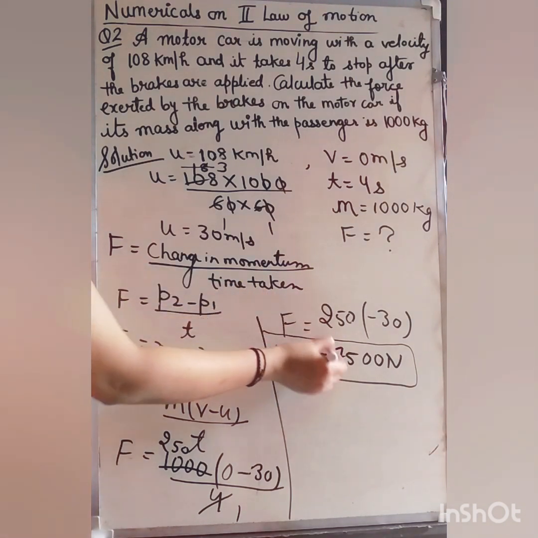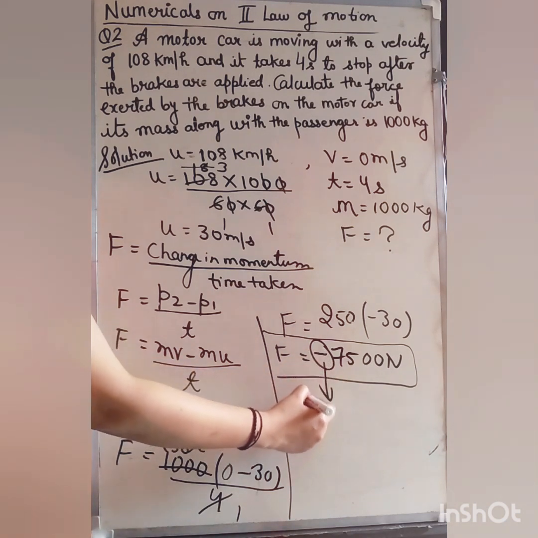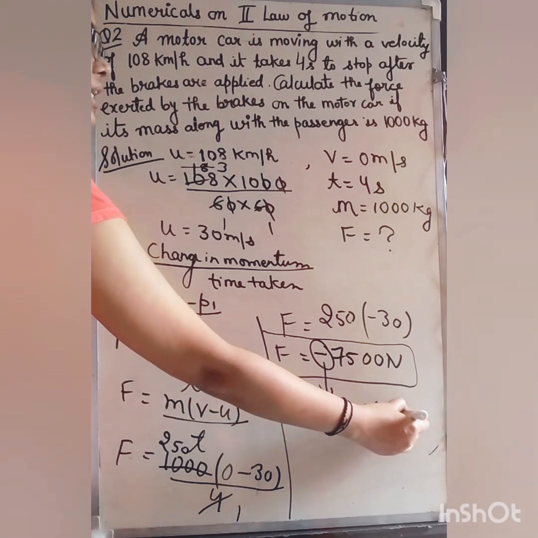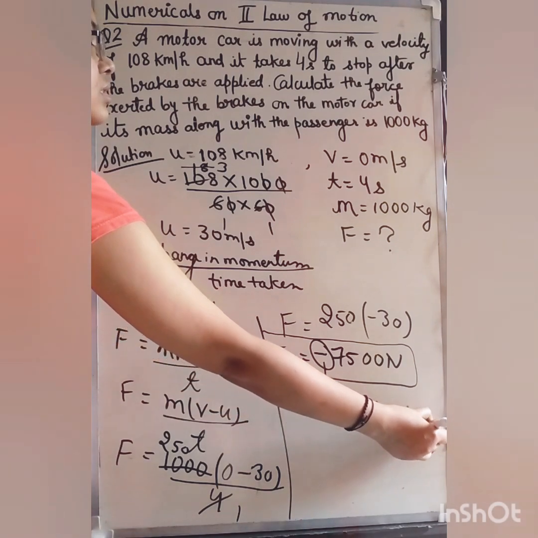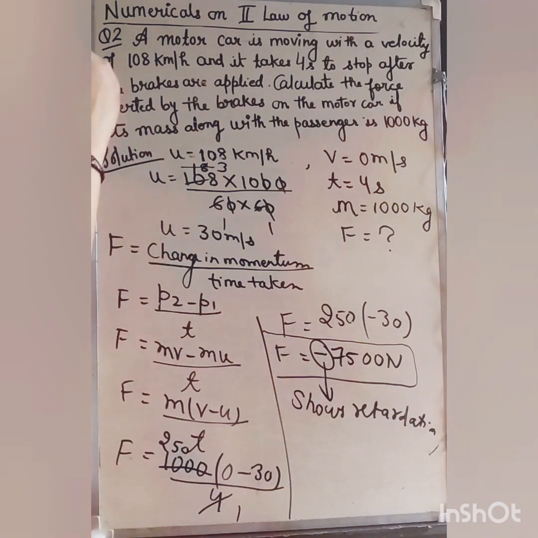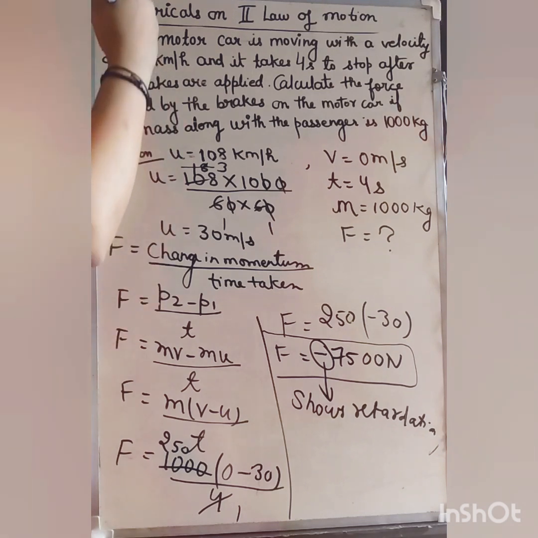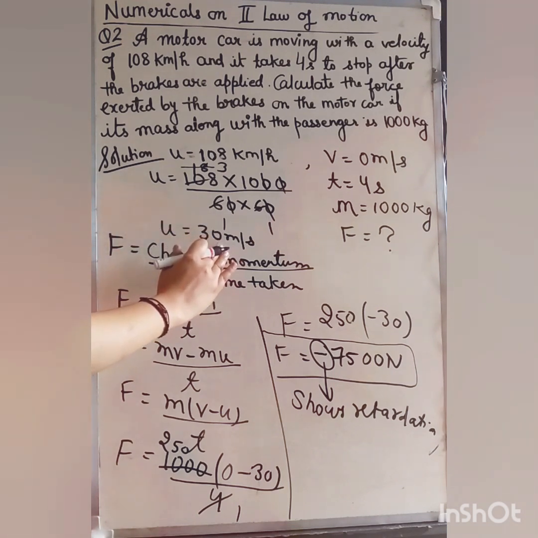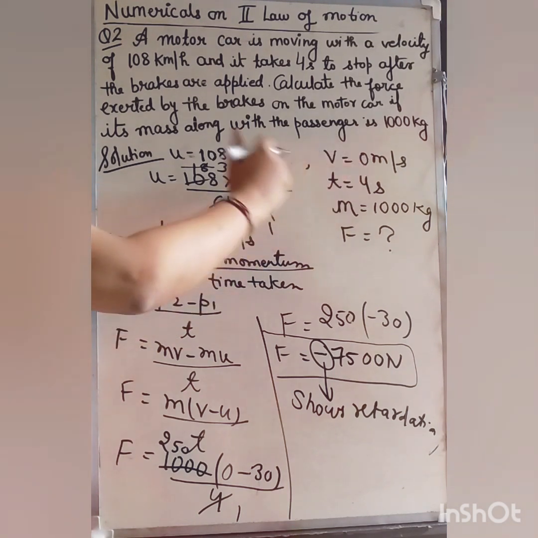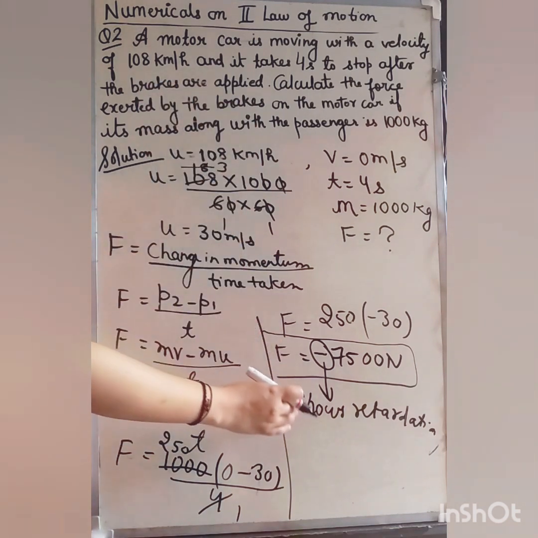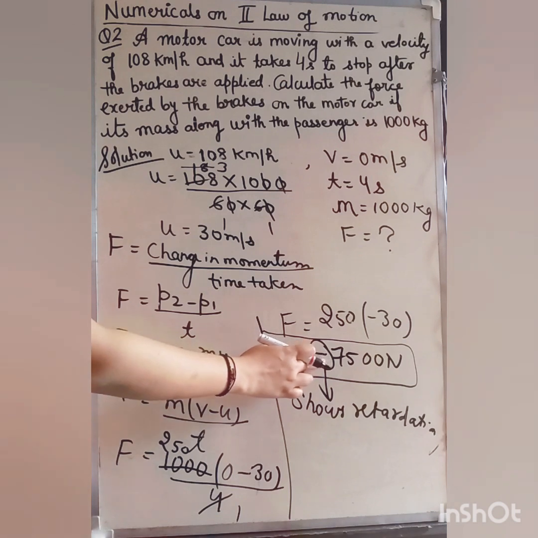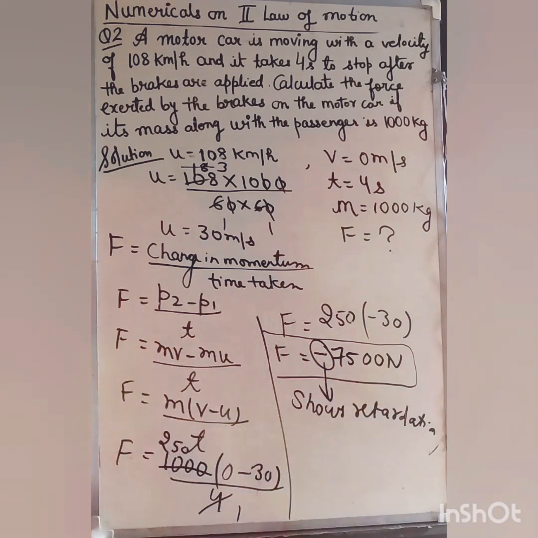Now what does this negative sign show? This sign shows retardation. What is the meaning of retardation? Retardation means the vehicle is decreasing its velocity. In this case the motor car was moving with some initial velocity and after that it came to 0, it decreased. So decreasing velocity with respect to time shows retardation. This negative sign is showing retardation in this question.